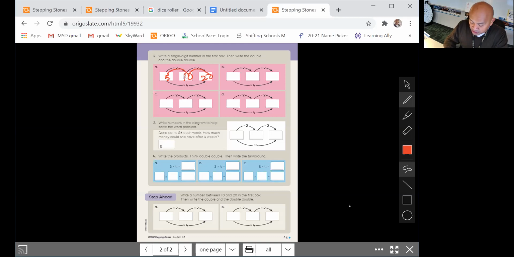Now you can use the dice here again if you want to, or you can just write any number you want to, but it's got to be a single digit number. So it's got to be between 1 and 9. Okay, we're not going to use 0. Zeros are too easy. Let's give ourselves a challenge. So you can either use the dice or just pick your 3 favorite numbers. Then put that here in the first number, and then you're going to double, double, and that's also the same thing as saying times 4. And it says, write the numbers in a diagram to help you solve the word problem.